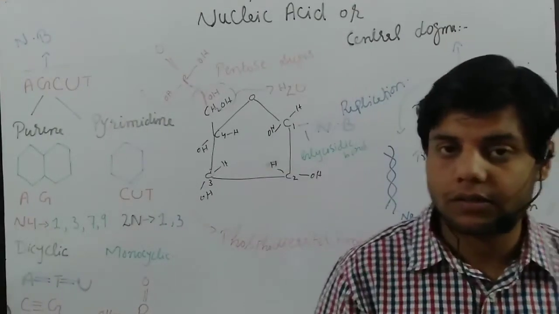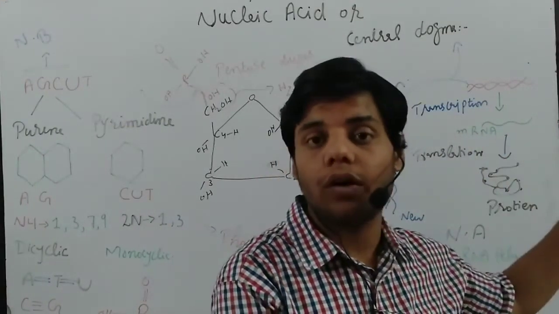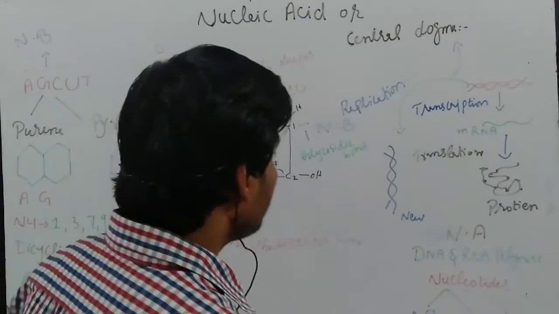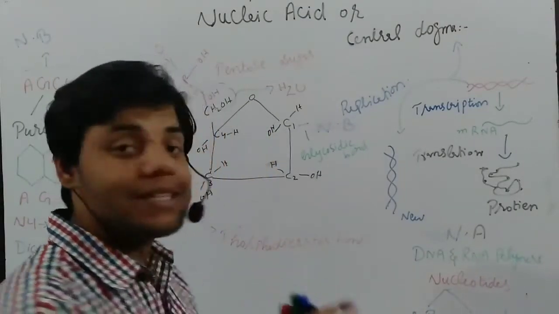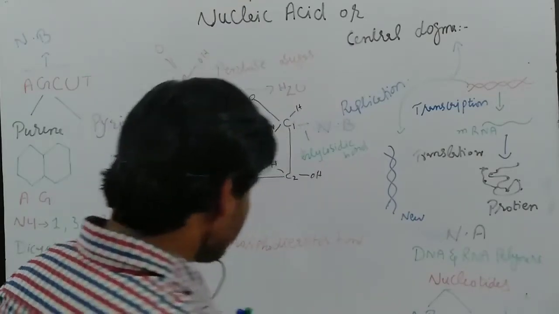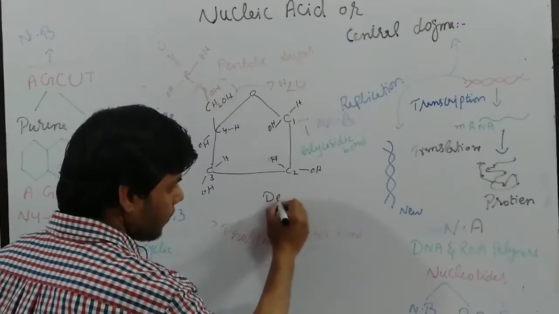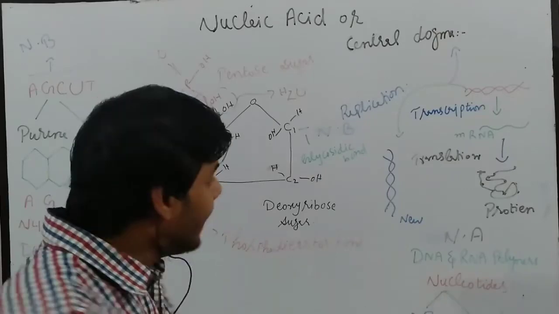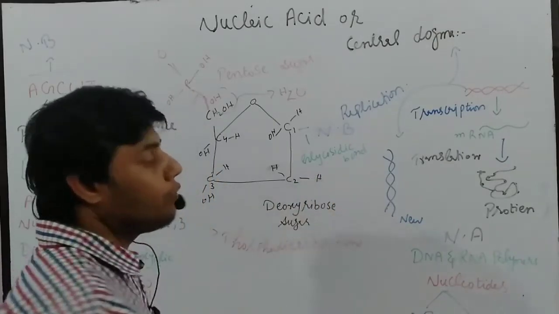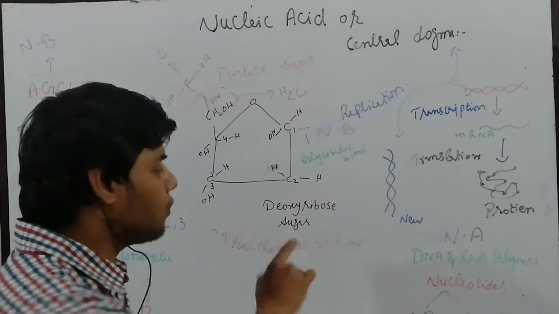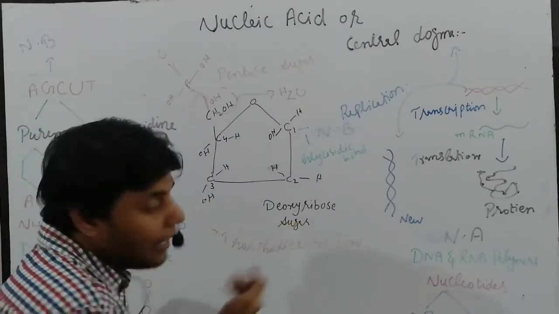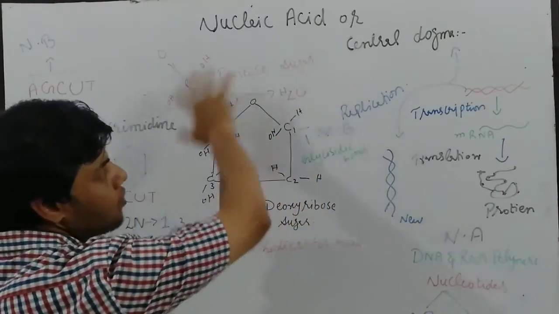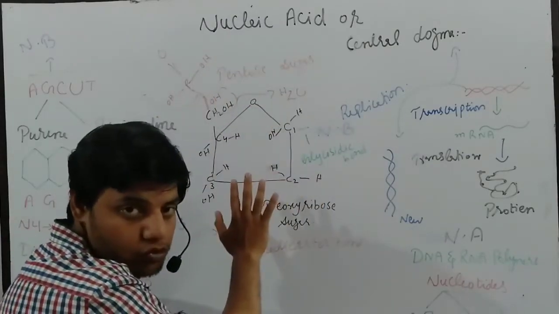Now as we talked, DNA has its own pentose sugar and RNA has its own pentose sugar. Now remember, when we talked about DNA, we call that deoxyribose sugar. But here at carbon number 2 the oxygen is removed, that's why we call that deoxyribose sugar. Deoxy means removal of oxygen. That's why this is now called deoxyribose sugar. This whole structure is the deoxyribose sugar.